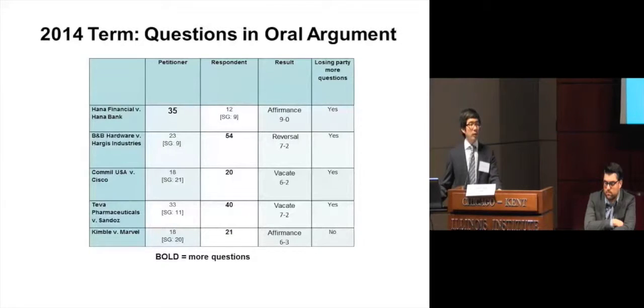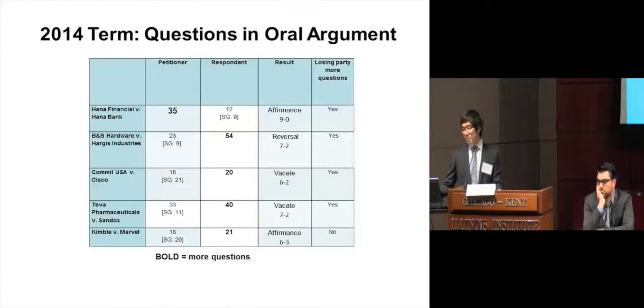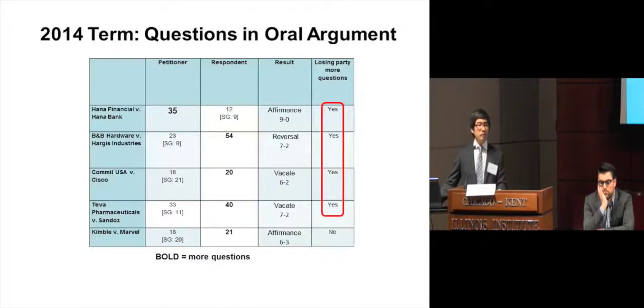Then we looked at something that other scholars have also looked at previously in other works, looking at the number of questions asked of an advocate during oral argument. The theory being that if you receive more questions as an advocate, you are more likely to lose that case. And it turns out this is a pretty strong correlation here in this context. 4 of the 5, that metric panned out.